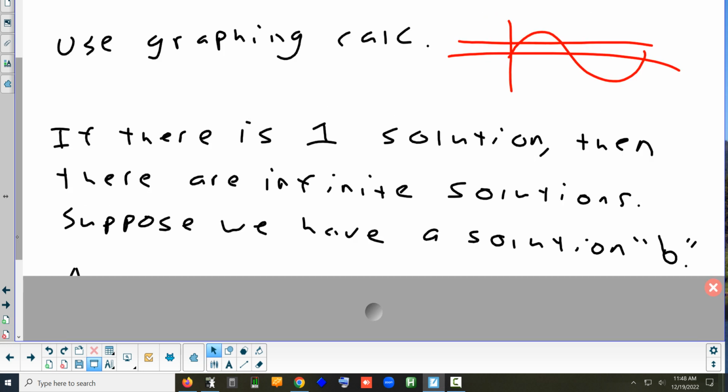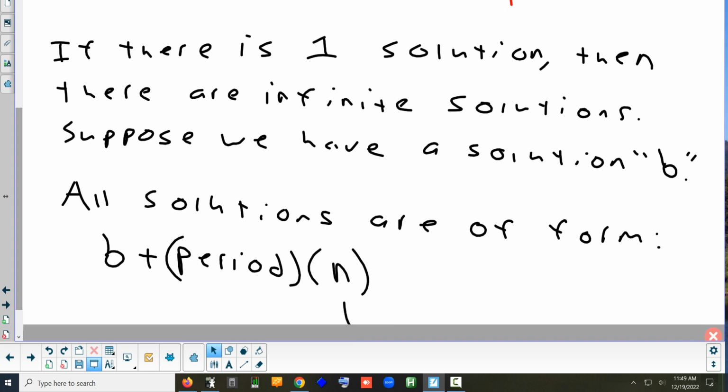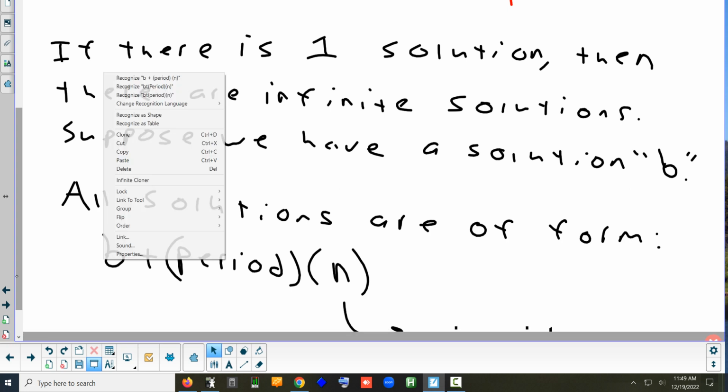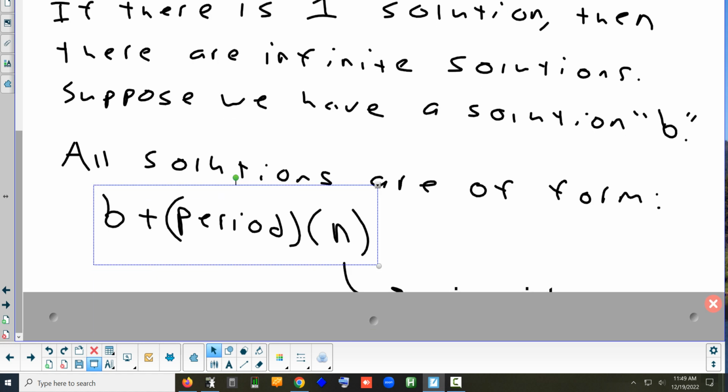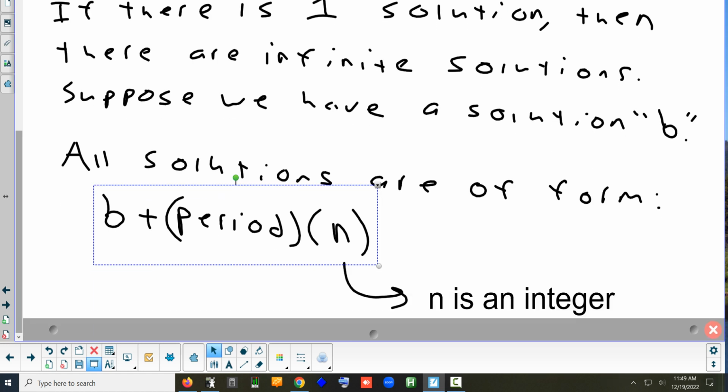If you find a solution, how often is that solution going to repeat itself? Every period. So all you have to do is find one solution and then plus the period times n. Remember, n is an integer. So now instead of describing just one answer to the problem, we're describing every answer. We're going to find one and say that that one repeats itself every cycle forever.